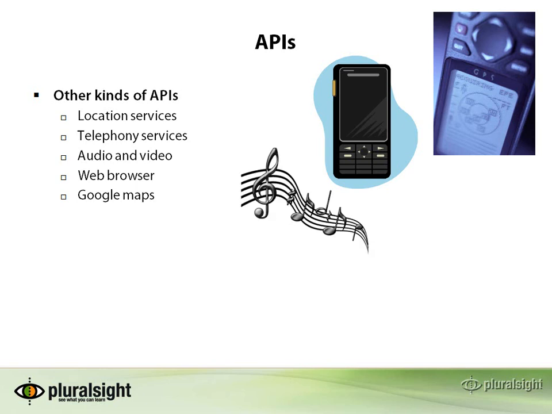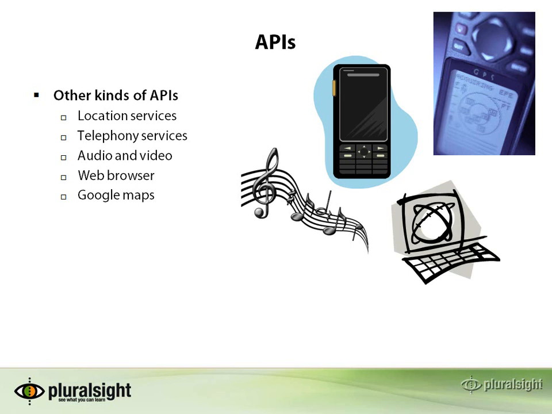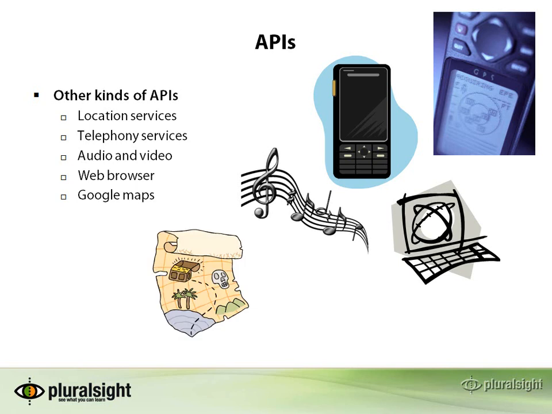Audio and video, you can play back lots of different audio and video formats from MP3s to videos, and it's actually very simple to do with the APIs. Web browser, one thing that you can do with your application is include a web browser right in the application, and it'll render for you, and you can control that web browser and even interact with the DOM inside the web browser. And then, of course, one of the more popular ones is Google Maps.